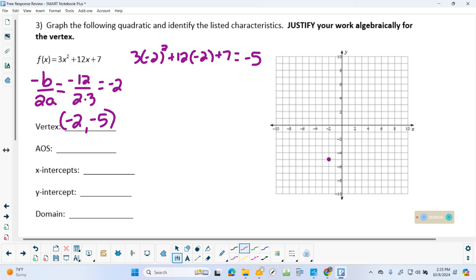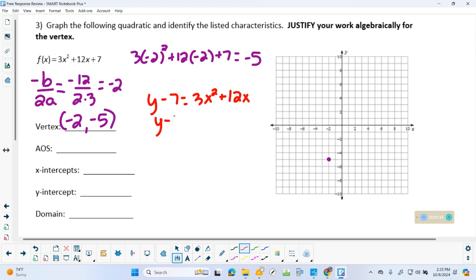Now, let me show you this. I'm going to write this in a different color. Don't feel like you have to write this. If you're like, gosh, I'm just never going to remember opposite of b over 2a, you could complete the square. So you could rewrite f of x as y, subtract the 7, and go through the process of completing the square and put it into vertex form.